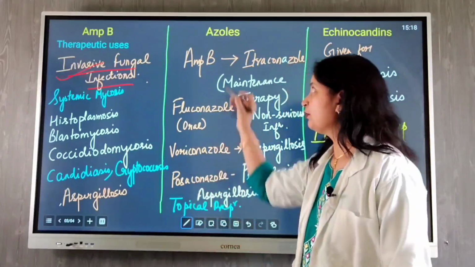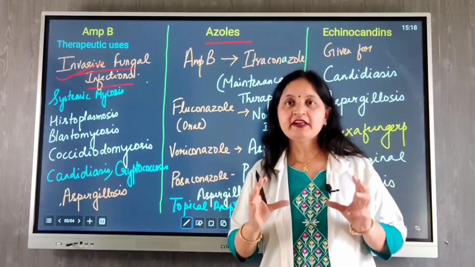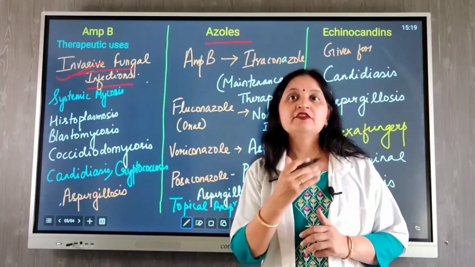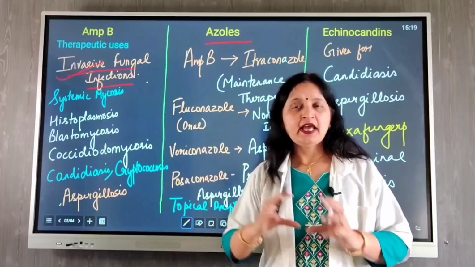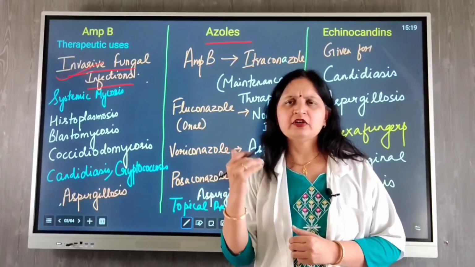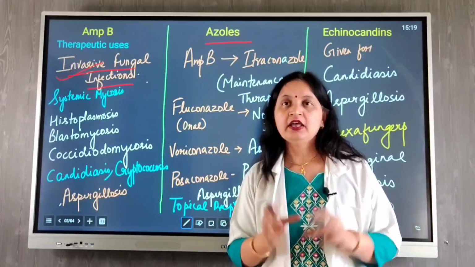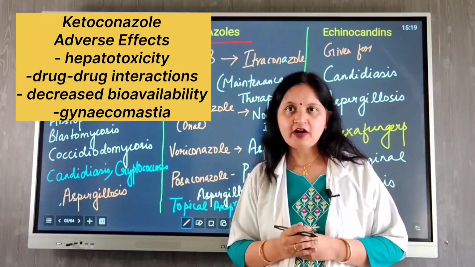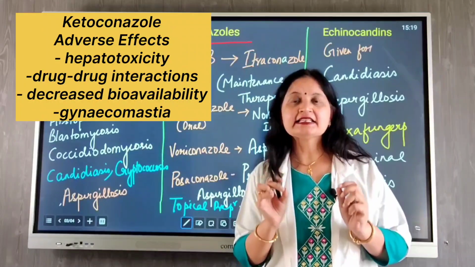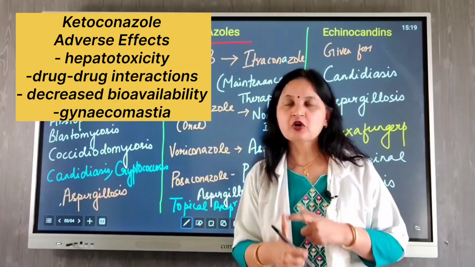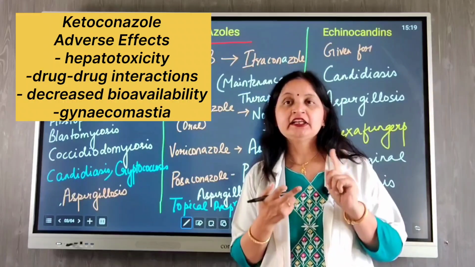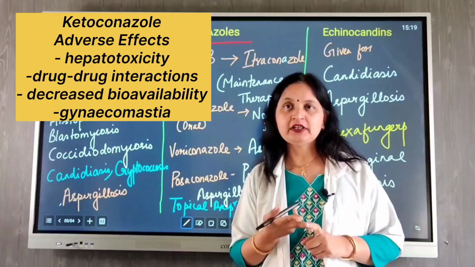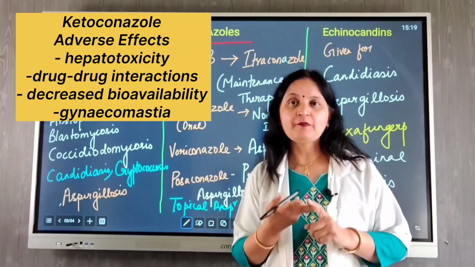Now talking about azole group of drugs, as we have discussed, they are divided into imidazoles and triazoles. Imidazoles include ketoconazole, which is available as oral and topical formulations, and then topical formulations such as clotrimazole, econazole, miconazole, sertaconazole. Oral ketoconazole can also be used for treating systemic fungal infections. However, it has certain adverse effects such as hepatotoxicity, drug-drug interaction, decreased absorption. It requires acidic pH for absorption, decreasing its bioavailability, and it also can cause gynecomastia.